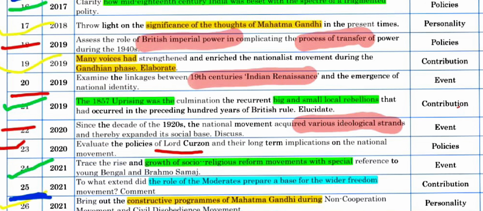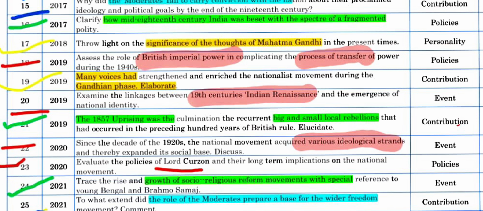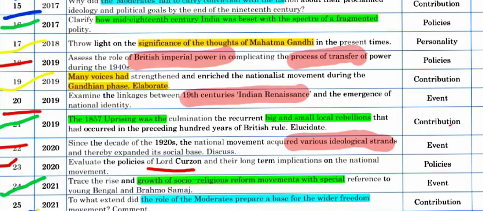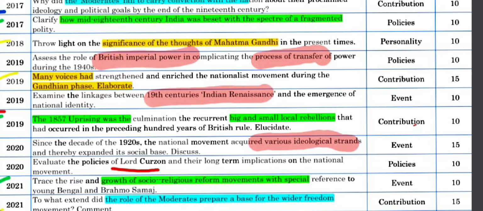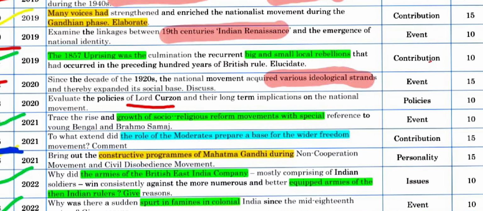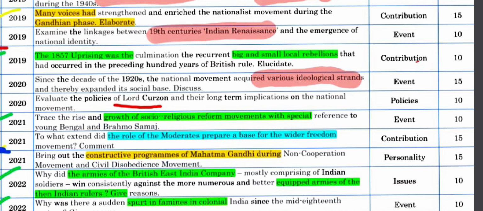Okay. Let us see more direct questions on Gandhiji. Question number 17, throw light on the significance of Mahatma Gandhi in the present times. A very direct question, a very broad question, that you have to speak about the thoughts of Gandhiji and how they are relevant in the present time. This was asked in 2018 for 10 marks. So 2018 there was a question on Gandhiji, 2019 there was a question on Gandhian phase, 2021 Gandhiji's contributions, and in two specific times, NCM and CDM.